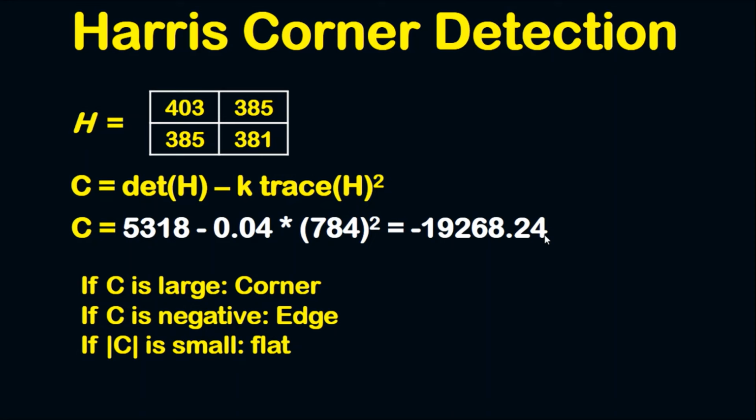Now to determine if the region is a corner, edge, or a flat, we will check these conditions. Now if C is a large value, this will be a corner. Now in this case, this is a negative, so it will not be a corner. Now if C is a negative, this will be an edge. In this case, C is a negative. So in this case, this will be an edge. And if the magnitude of C is small, this will be a flat. So in this case, since it is negative, it will be an edge like this.